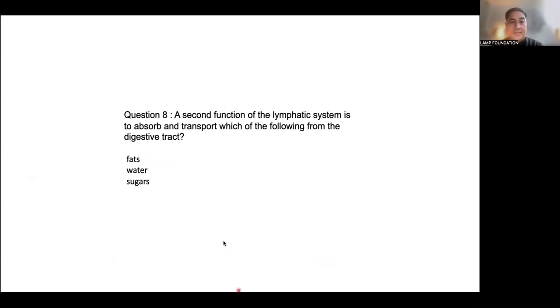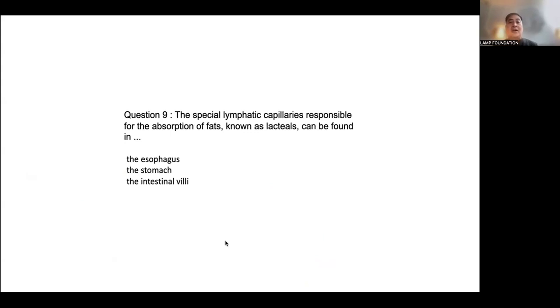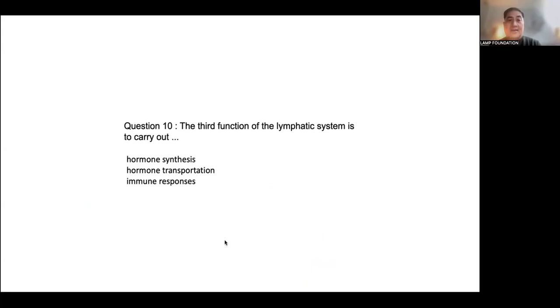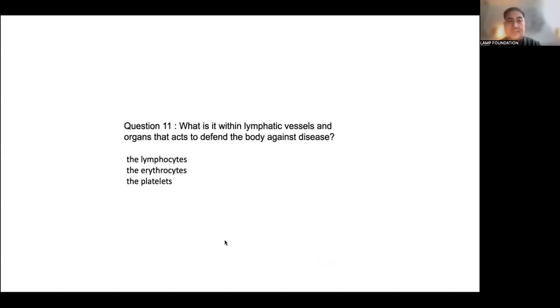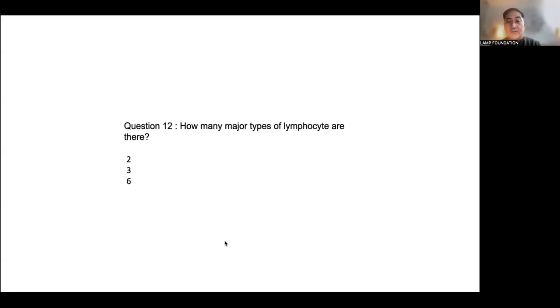Yes, fats. The special lymphatic capillaries responsible for absorption of fats, known as lacteals, can be found in the intestinal villi. The third function of the lymphatic system is to carry out immune responses. What within the lymphatic vessels and organs acts to defend the body against disease? The lymphocytes.